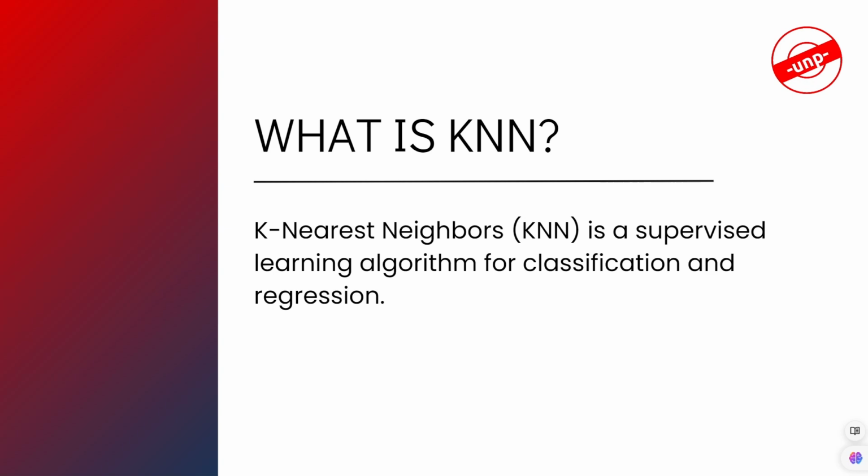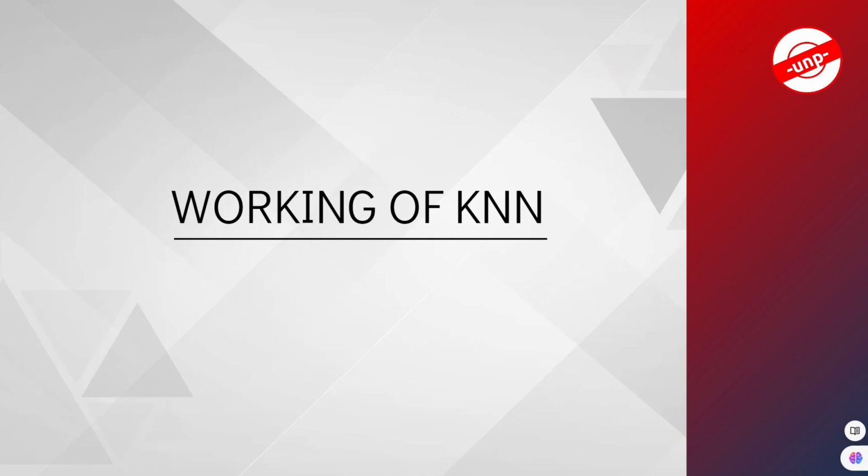KNN algorithm can be used for regression as well as for classification, but mostly it is used for classification problems. KNN algorithm assumes the similarity between the new data and available data and puts the new data into the category that is most similar to the available categories. At the training phase, it just stores the dataset and when it gets new data, it classifies the data into a category that is most similar to the new data. Let's now understand the working of KNN.